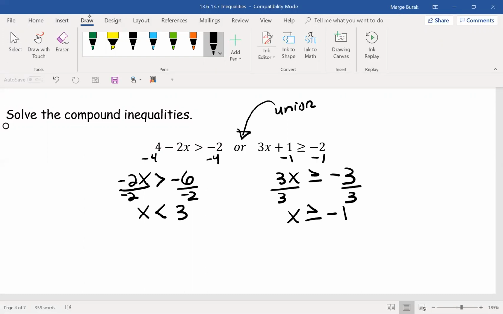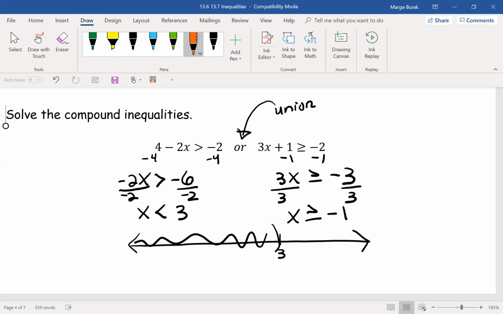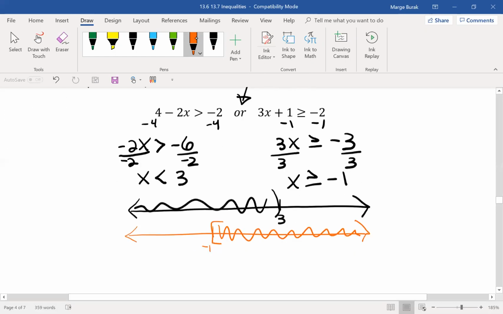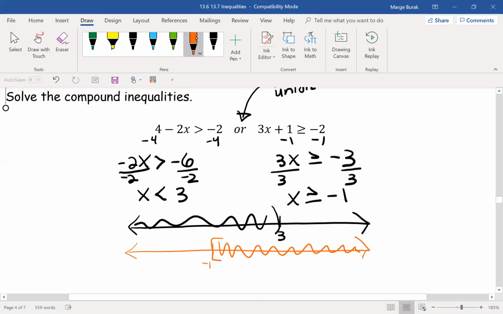Okay, so let's look at these. Or means I want both of them. Okay, so here's the 3. So I have everything less than 3, all those numbers. And this is everything greater than or equal to negative 1, all of these. And or means I want them all.